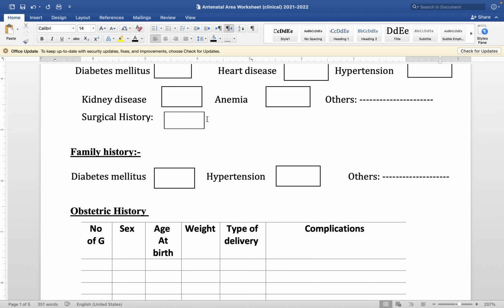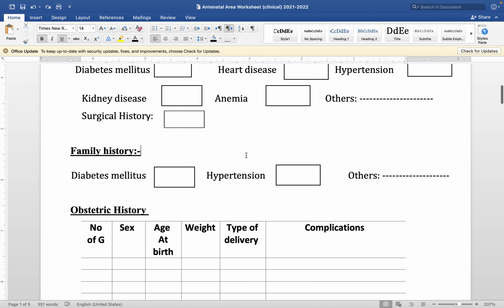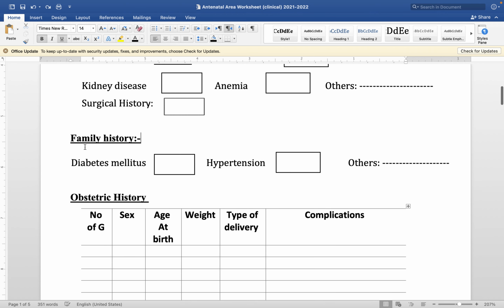Surgical history, here we're going to talk about minor and major surgical procedures, and they can be mentioned here. As you can see in this box, and you can write here, for example, the history of the surgery.